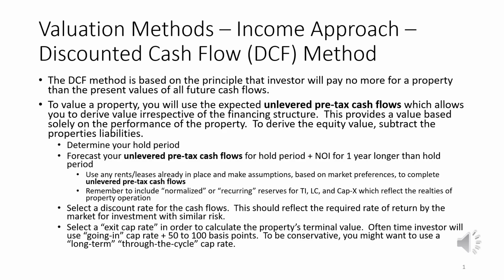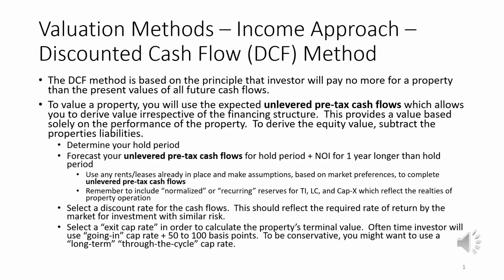We want to make sure that we use any rents or leases that are already in place and make assumptions based on market preferences in order to complete our unlevered pre-tax cash flow stream. But we've got to remember to use what we consider either normalized or recurring reserves for TIs, LCs, and CapEx, because we absolutely want to make sure that we include those in our cash flows, because that will be cash that the next owner has to pay for. So we want to reflect that in our sort of clean cash flows.